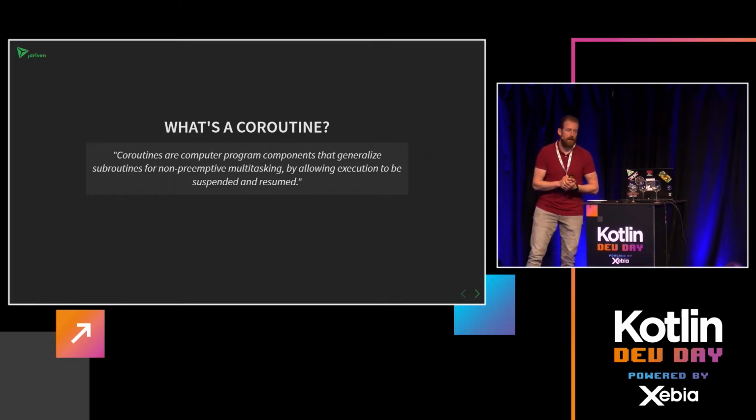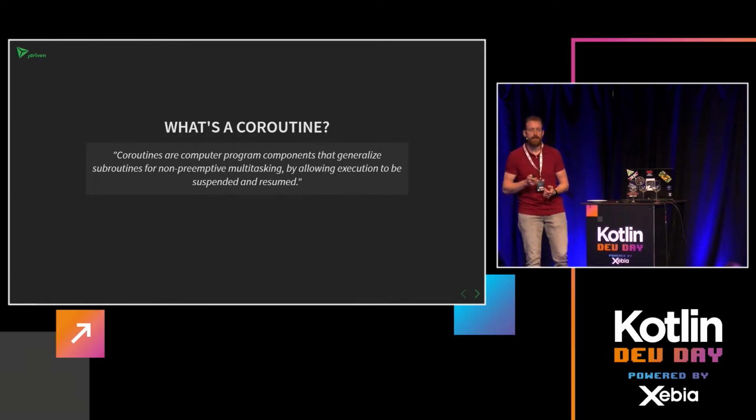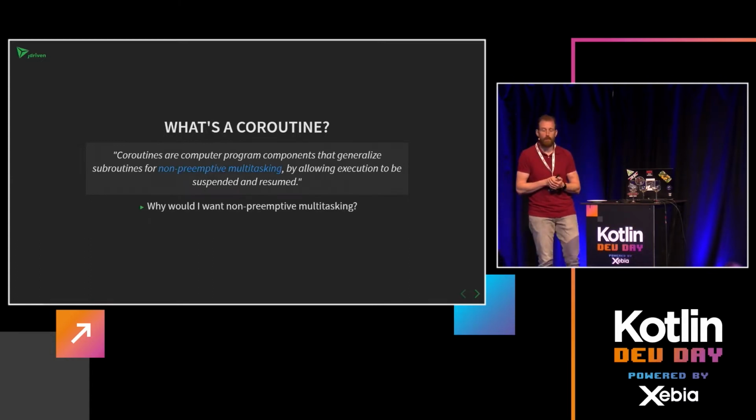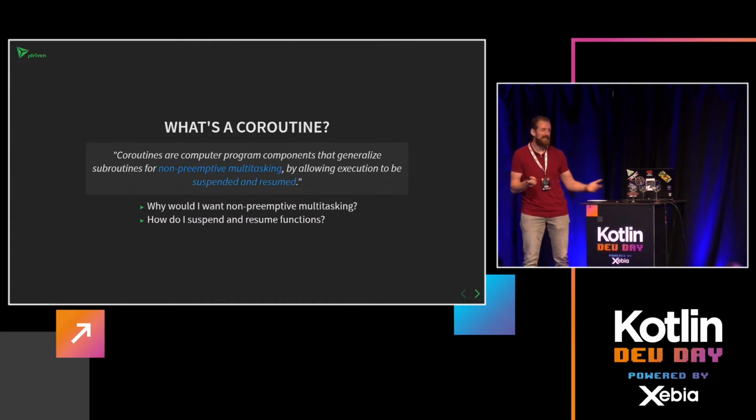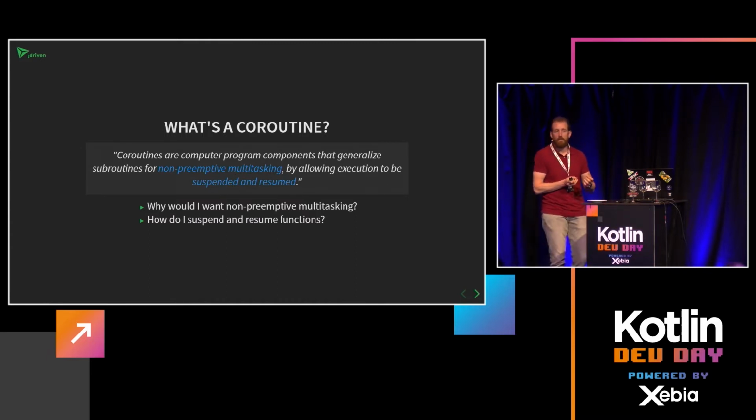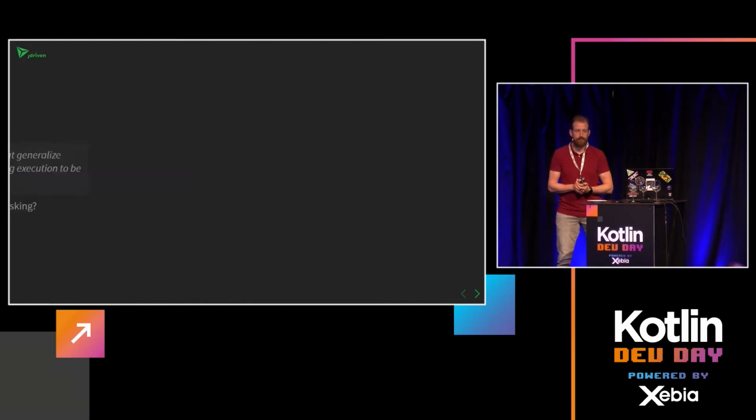So what's a coroutine? I've given a definition. They're basically program components that generalize subroutines for non-preemptive multitasking by allowing execution to be suspended and resumed. When I read this, I'm like, okay, why would I want non-preemptive multitasking? What is it? And suspending and resuming functions, probably most of you have a sort of Java background and you're like, we call a function and it returns something. How do we suspend and resume them? I mean, that's a weird thing, right? So I'm going to dive into those topics.